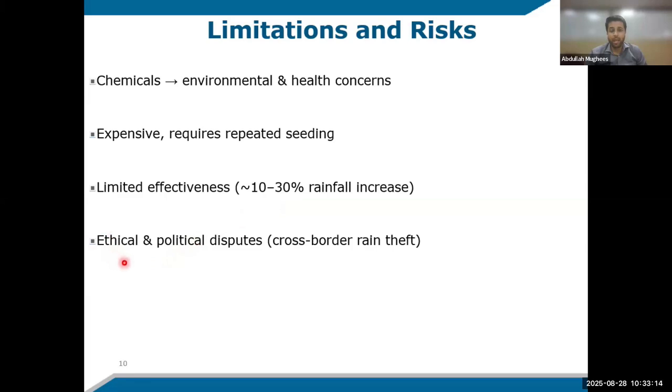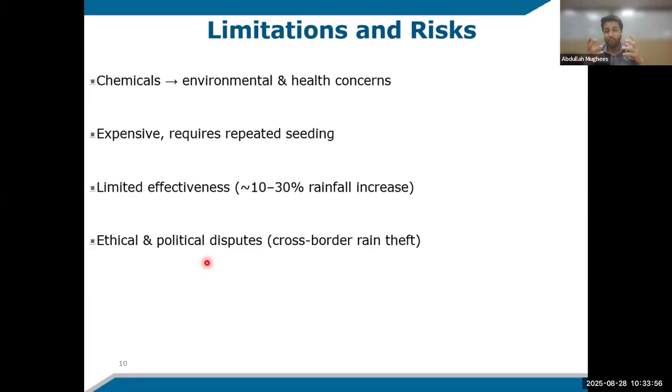Then we have this ethical and political dispute issue as well, because you can basically steal someone's rain as well. Yeah, China has been doing it to India. China and India share a border, and there are a lot of clouds that go from China towards India, and in India, they are going to bring that rainfall. The water is going to be used by India for different purposes. So what China sometimes does is that before the clouds reach the Indian territory, they make it rain in their country. So basically, they are stealing their water.